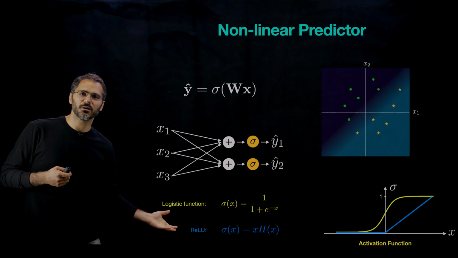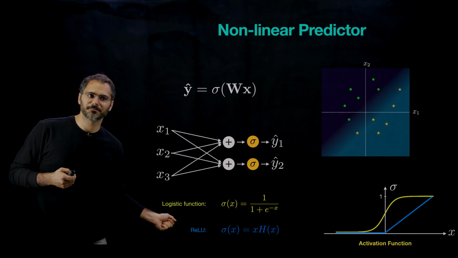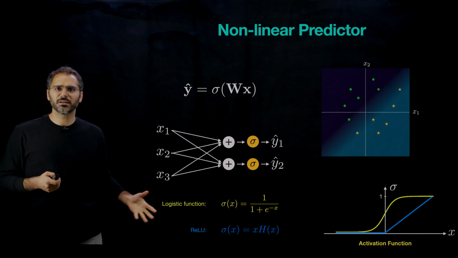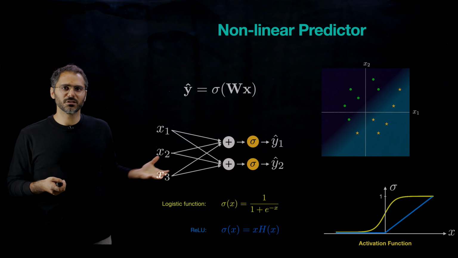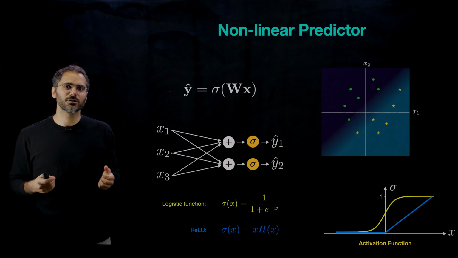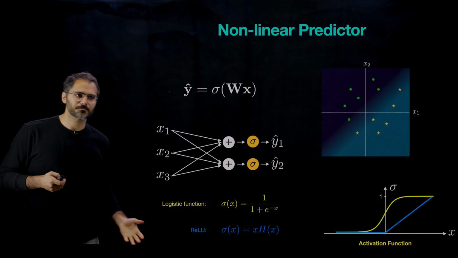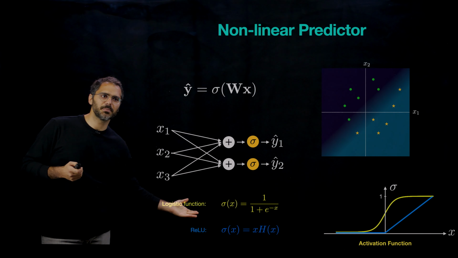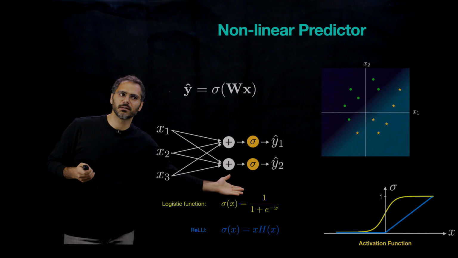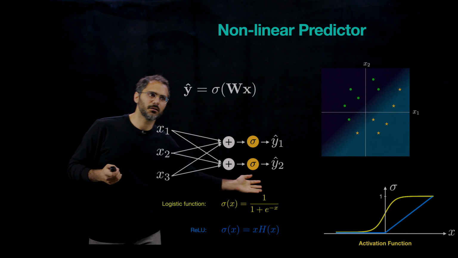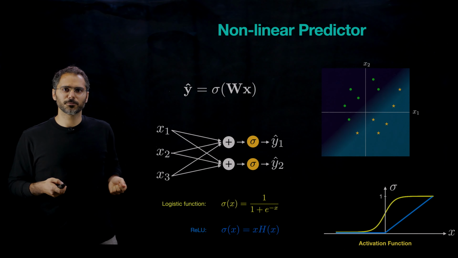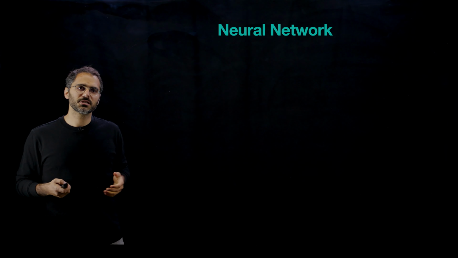This is called a rectified linear unit, which is also common in neural networks. But the idea is that here you can put in any nonlinear function, and these have different properties and different advantages in your learning procedure. You can see this is simply 0 for x smaller than 0, and sigma of x equals x for x greater than 0. All right, so this is a nonlinear predictor.